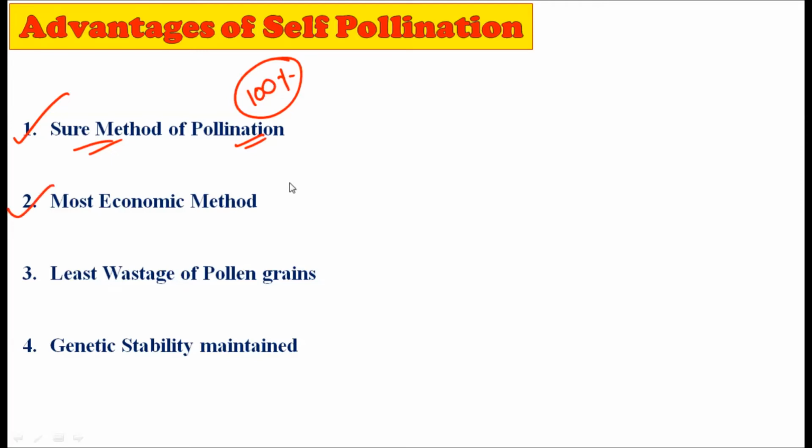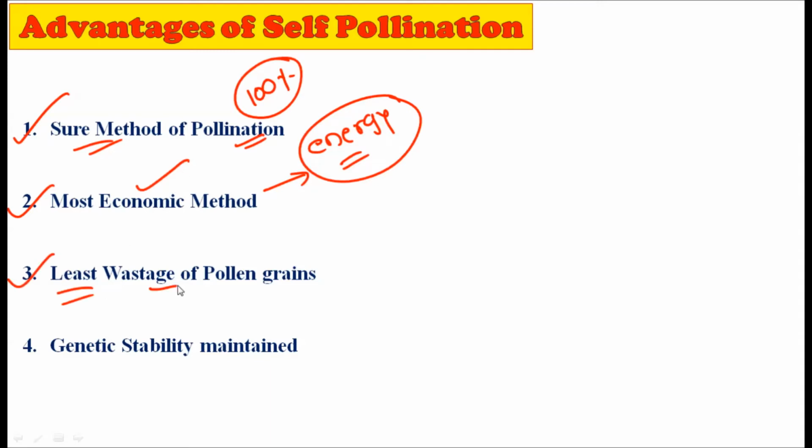Now, the second is that it is the most economic. For transferring the pollen grains from anther to the stigma, these plants do not require any type of energy. That is, they don't have to transfer their pollen grains over a distance, or from one place to a different place by using certain vectors. They just have to transfer the pollen grains from their anther to their stigma. That is why this process is the most economic process.